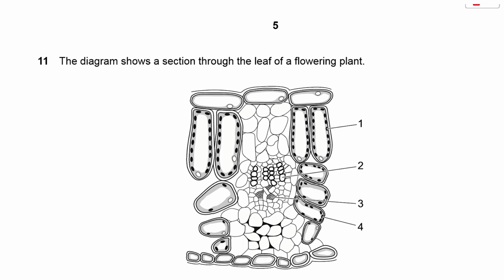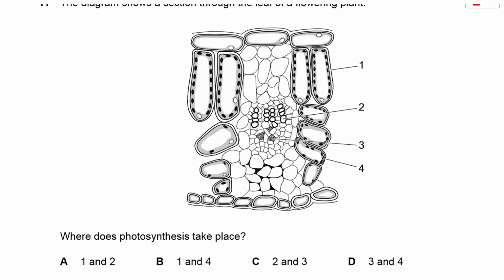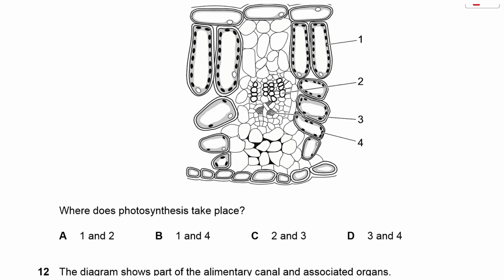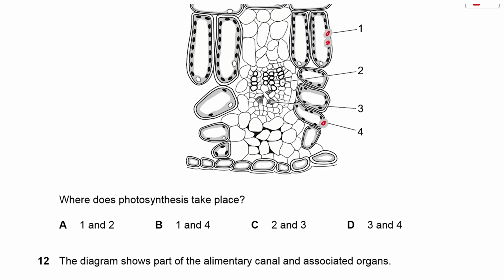Number 11 says the diagram shows a section through the leaf of a flowering plant. We have parts labeled A, 1, 2, 3, and 4. Part 1 is the palisade cell. Part 2 represents the vascular bundle. Part 3 is also part of the vascular bundle. And part 4 represents the spongy mesophyll cells. Alright, in part A, you can see these little black-like structures, as well as part C. These ones represent the chloroplasts. Now, where does photosynthesis take place? Photosynthesis will take place in the parts of the leaf that have chlorophyll, which is definitely the palisade cells and the spongy mesophyll cells. So 1 and 4, which is B.